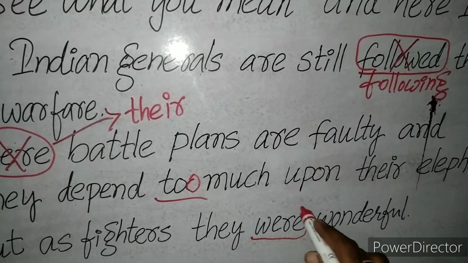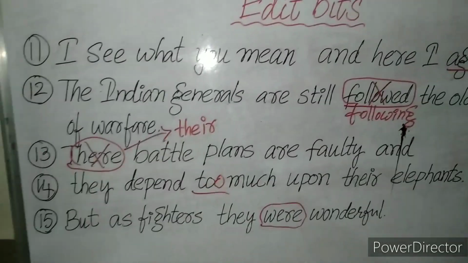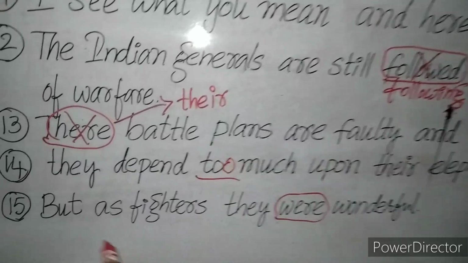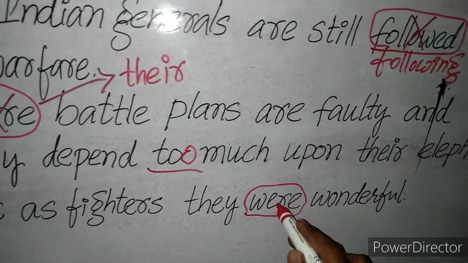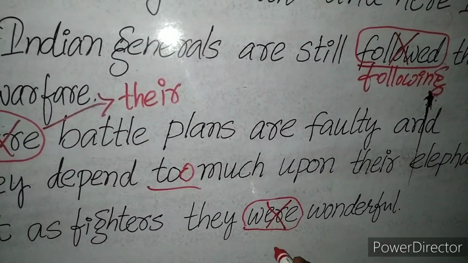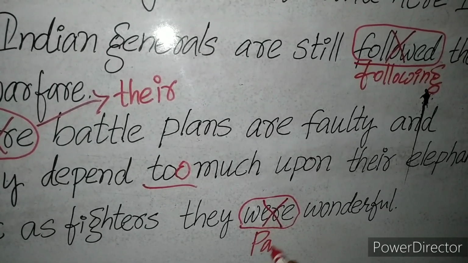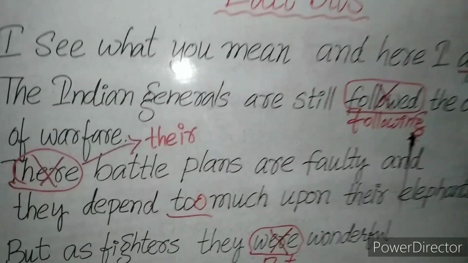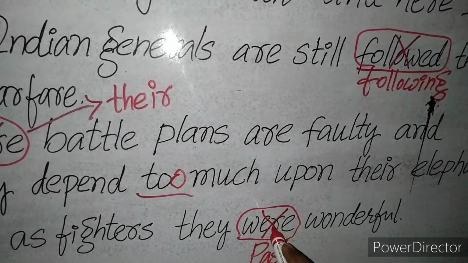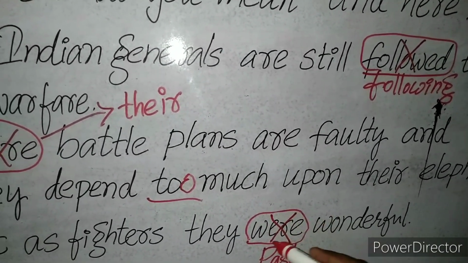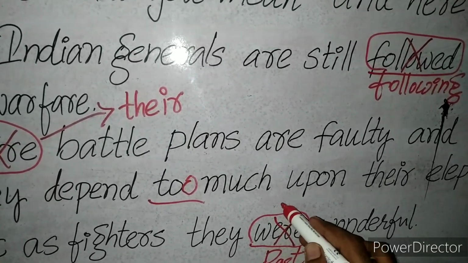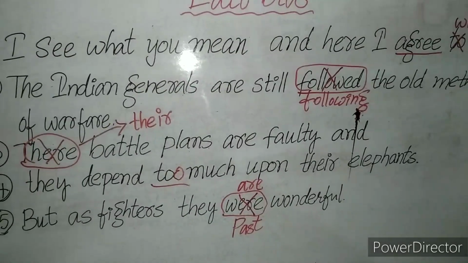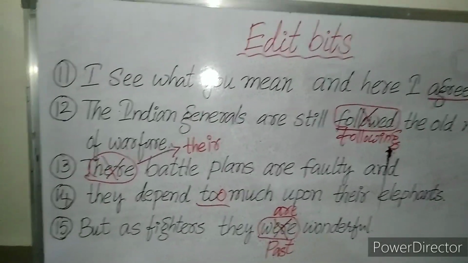Now the 15th one, but as fighters they were wonderful. They were. Okay. If you check the passage, the whole passage is in the present tense only. But here in the 15th one we used were. Were is actually used in the past tense. Actually the whole passage is in the present tense, but they gave here a past helping verb. That's why it is wrong. What should be the answer here? They are wonderful. Okay. Got it?